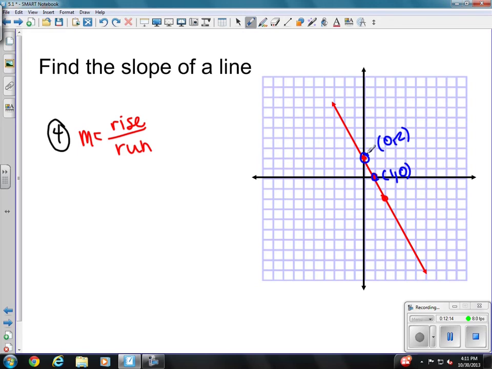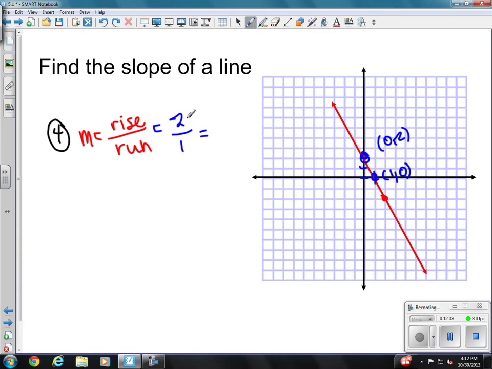So now, I'm going to have to look at this left point. To get to the right point, I have to go down. And because I have to go down to it, that's going to make my rise a negative number. So I go down 1, 2. So my rise is a negative 2 because I went down. Over. Now my run, so I go back to where I left off, and I run 1. So my run is 1.